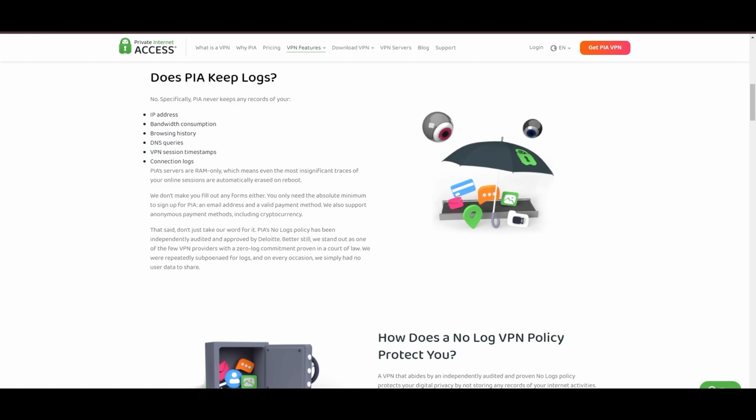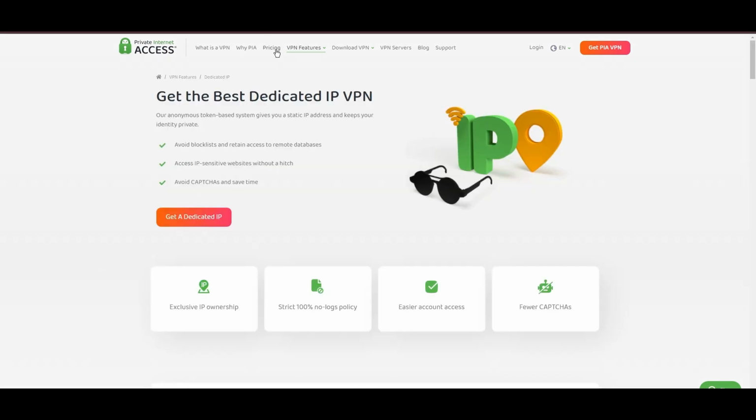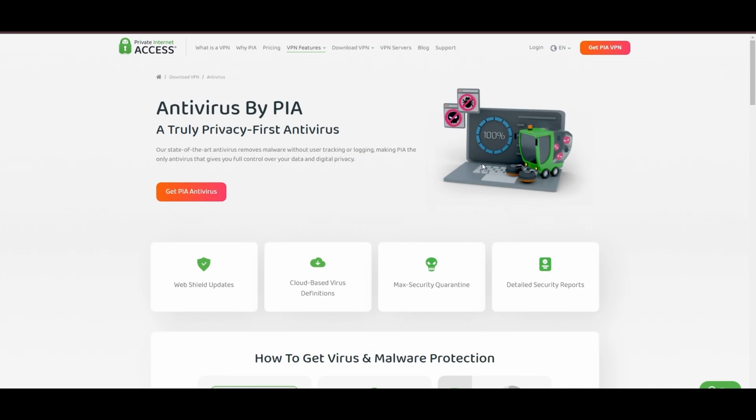However, PIA faces its set of challenges. Being US-based raises privacy concerns despite a strict no-logs policy. Questions around the reliability of customer support and the absence of servers optimized specifically for activities related to free internet are considerations for some. Moreover, potential interruptions due to frequent server maintenance are notable.